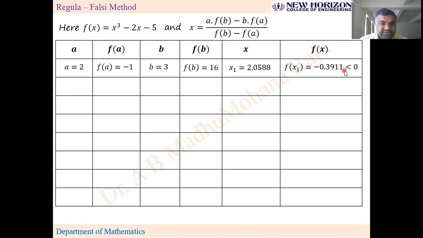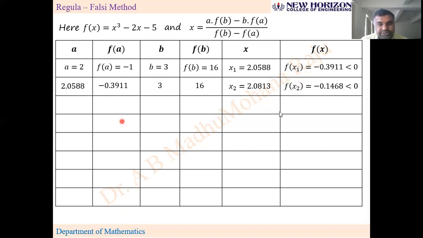So it is less than 0 means take it as a. If it is greater than 0, take this value as b. And the remaining will be carried forward as it is. Here a is changed, f of a changes, b will be as it is, so f of b will be as it is. Now substitute these second stage values in the formula and calculate x, this is x2. Find f of x2, less than 0.